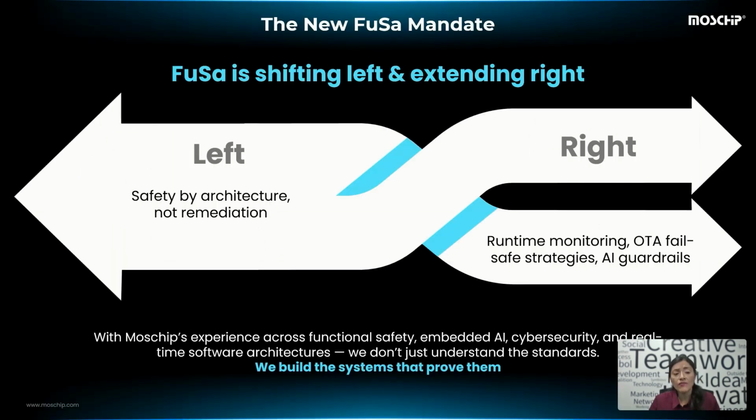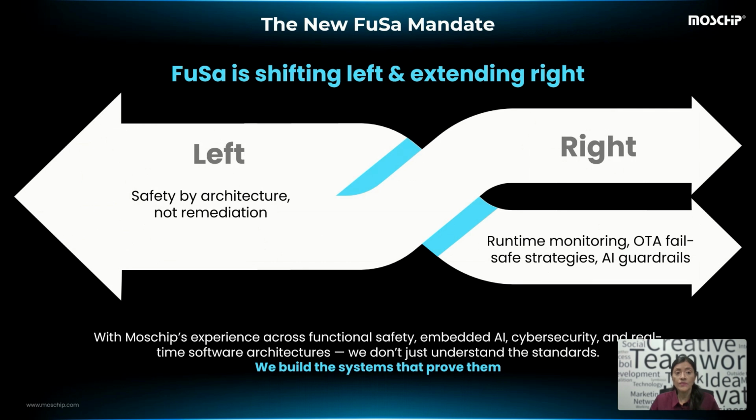So, as we see, functional safety is no longer just about compliance, it's about confidence in motion. With the rise of software defined architectures, AI driven functions, and over the air updates, safety must evolve. That's why safety today is about shifting left, that is, embedding safety thinking into design, requirements, and system architecture. At the same time, it's extending right, that is, ensuring post deployment safety through runtime supervision, OTA fault recovery, and AI accountability.